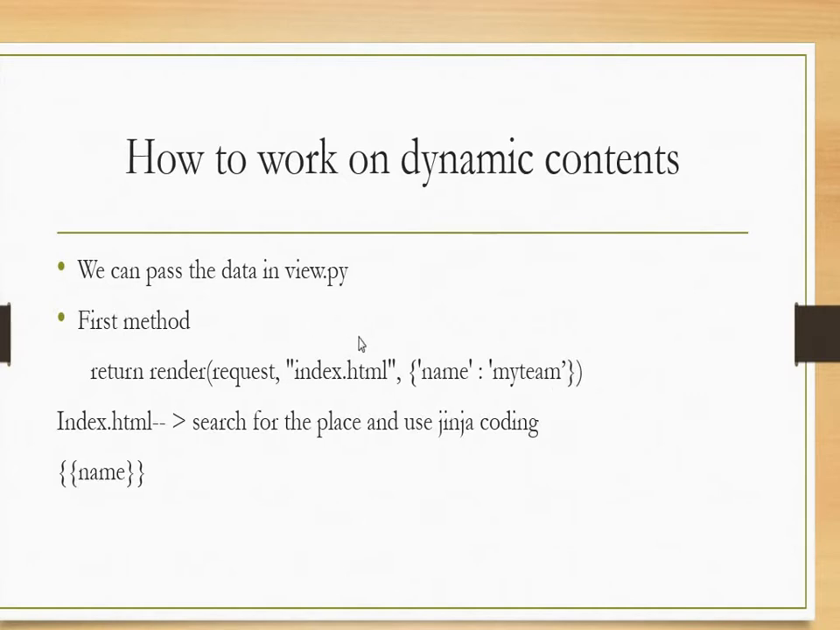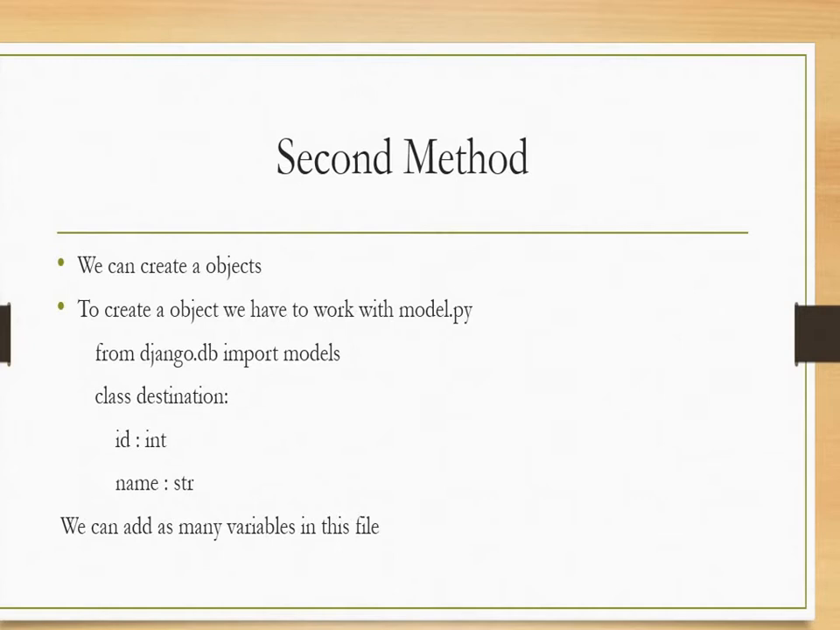So this can be done in views.py. Instead of taking just request and index.html, I can pass the values also. You have to work with that Jinja format. So name is the variable name and my team is the value. The same way I would need to change it in index.html. Wherever I want to display it, I can put name in double curly brackets. This is your Jinja coding. Then next we have another option.